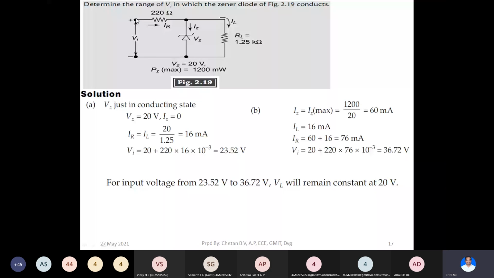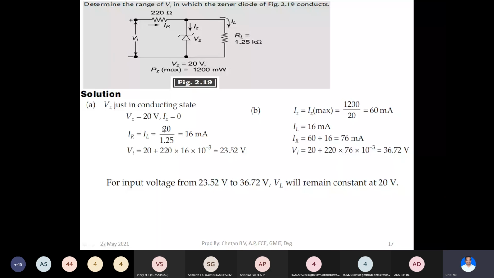And one more point here, as the complete current flows through this, you can instead find out IL also, right? Either way it is possible, because the same current flows through both. So if you find out IL, then it is very easy. Directly divide this 20. What is 20?